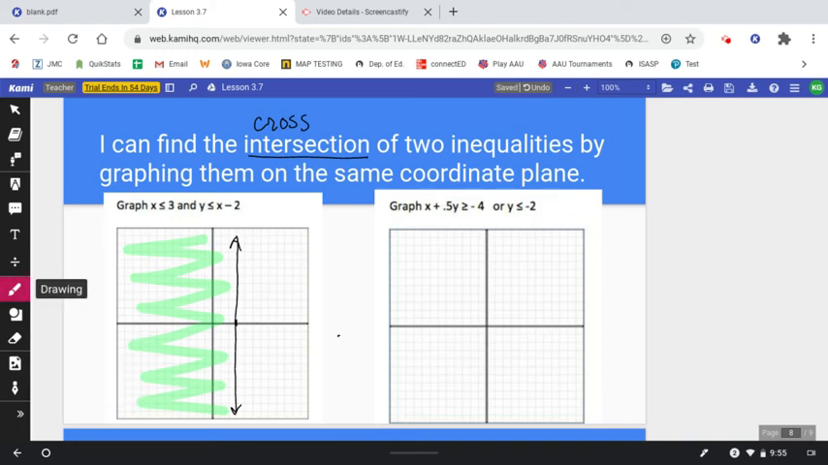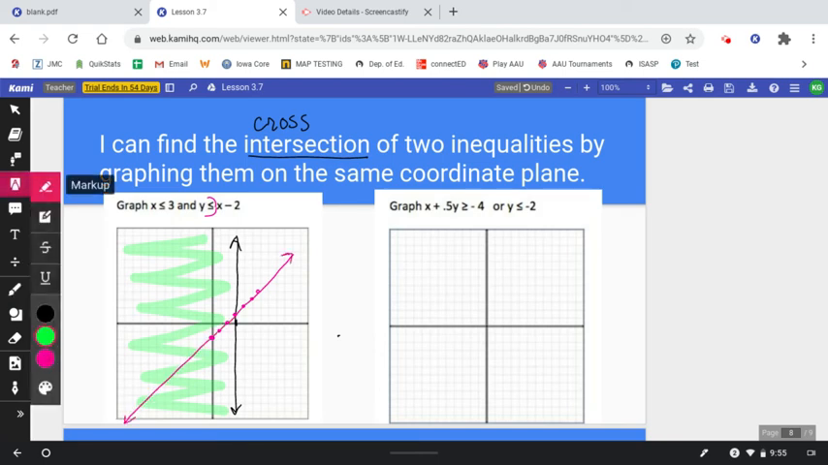The next one says y is less than or equal to 1x minus 2. So I'm going to start at negative 2, and my slope is 1, so I'm going to go up 1, over 1. Looking here, it's a solid line because it's less than or equal to. And because it's less than or equal to, I'm going to shade below.